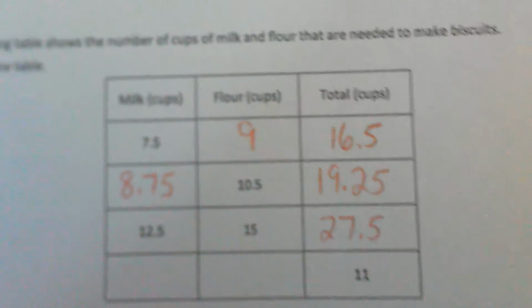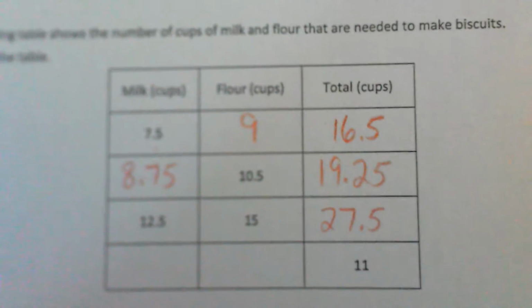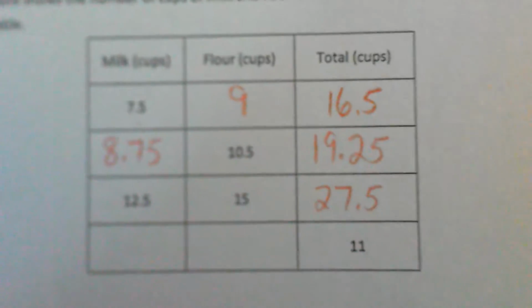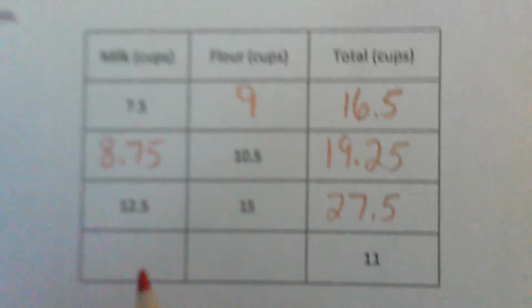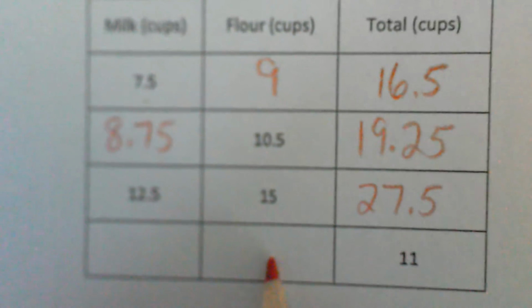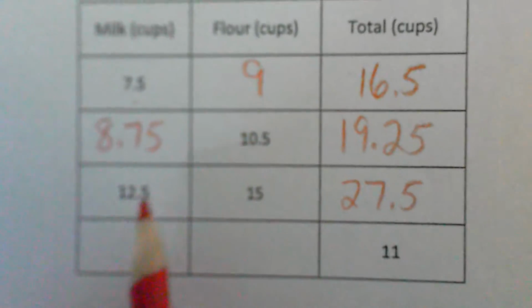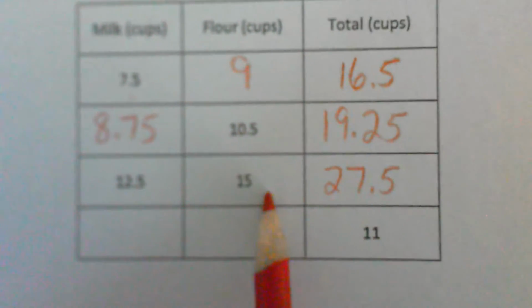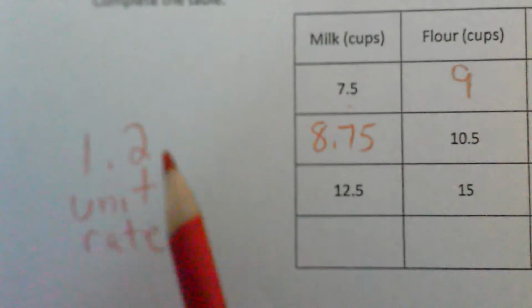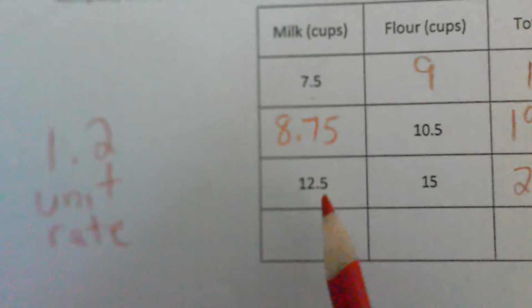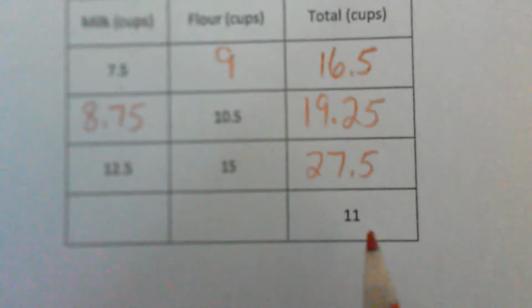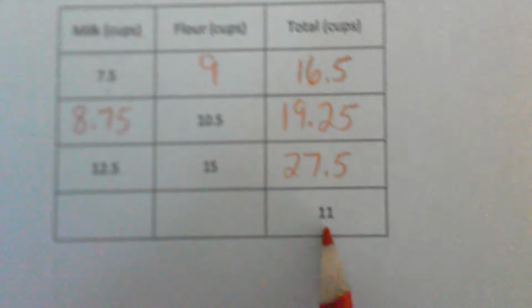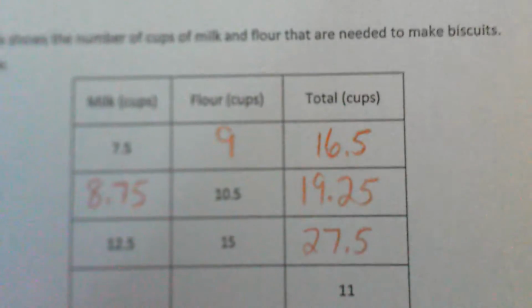Last thing, now I know my total cups. I do not know these two. I cannot just say this is 3 and this is 8, or this is 4 and this is 7, because they have to be in the same ratio that I had here. The ratio of 1.2. One of them is 1, one of them would be 1.2, although that would not add up to 11.